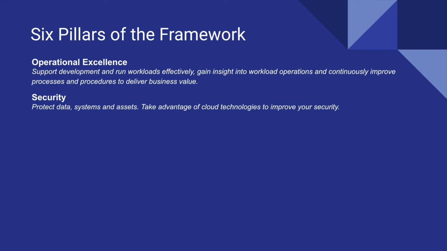Apply security at all layers. Don't just apply security at the perimeter, but make sure that every layer of your application and infrastructure has security applied to it. Automate security best practices. So the more you automate, the less human error you're likely to have. By automating security best practices, you remove that extra layer and you can be more reliable in the way that you manage your security best practices.